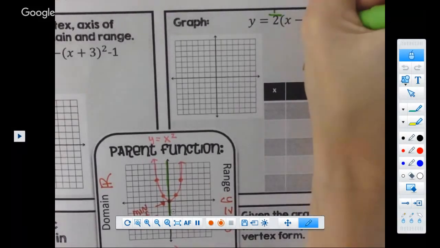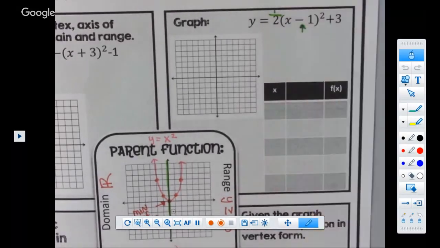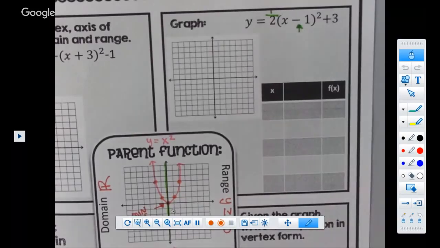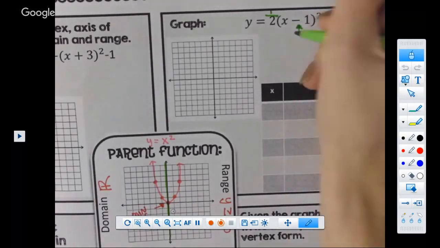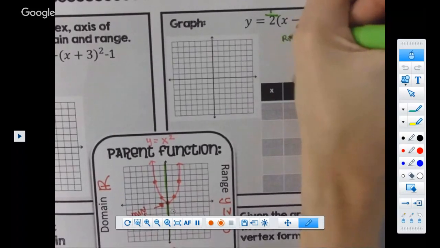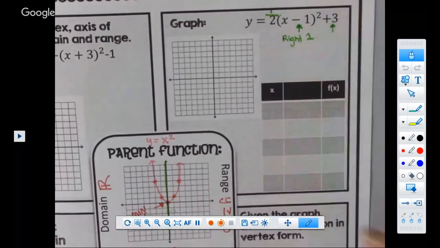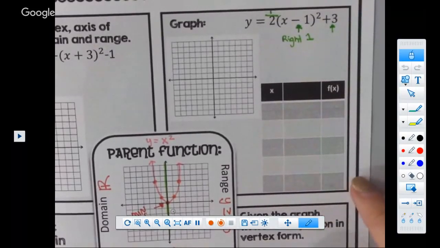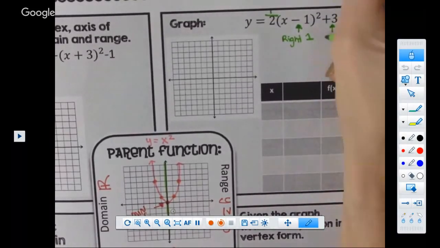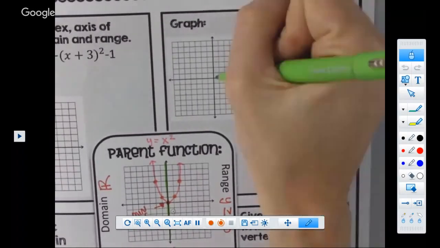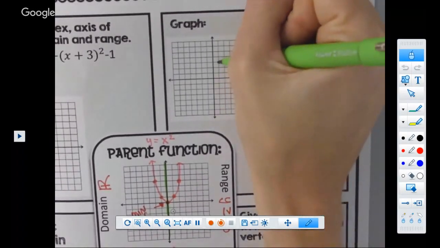Before we go, I want y'all to point to this -1. What is that -1 going to do, or how is it going to move my function? I hear right 1. Anyone agree, disagree? Okay, inside does the opposite, and it is going to move left to right, so I'm going to write that. It's going to go right 1. What is the +3 on the outside going to do? First thing I want you to do is go right 1, up 3.